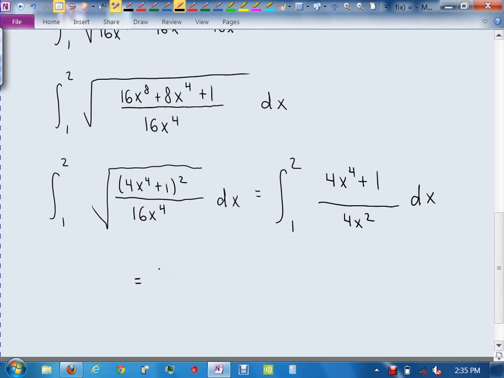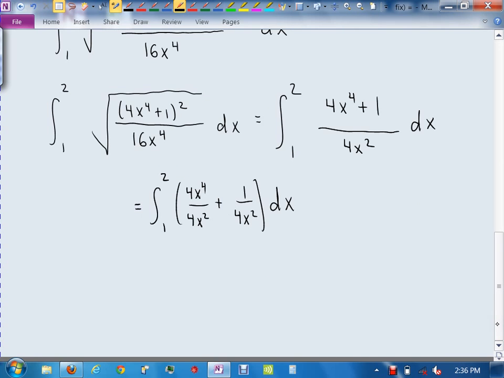Now split this into two integrals. Integral 1 to 2 of the 4x to the 4th over 4x squared plus the 1 over 4x squared dx, right? I'm just going to split that up into two fractions. The first one becomes what? X squared. The second one is 1/4 x to the negative 2, isn't it? Yeah, I don't know why I keep doing that.